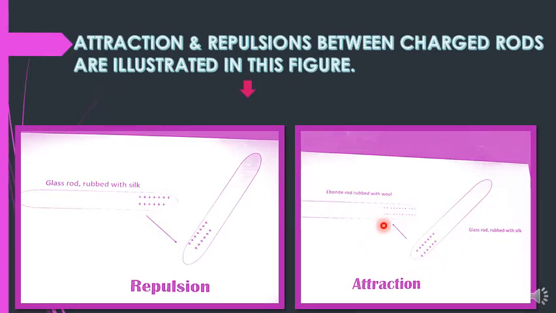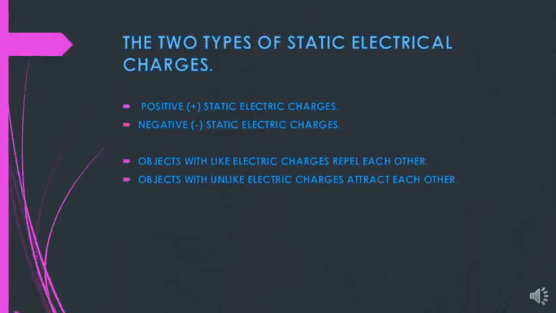The reason for the attraction and the repulsion between charged rods is the existence of two types of static electric charges. Now, let's see the two types of static electric charges. Positive static electric charges and negative static electric charges. Now guys, this positive static electric charge is marked with this plus mark. And this negative static electric charge is marked with minus mark.